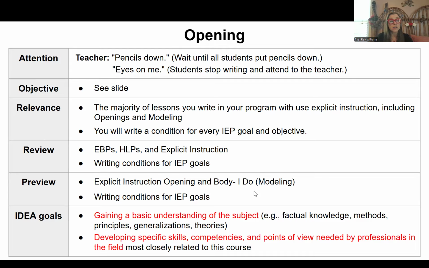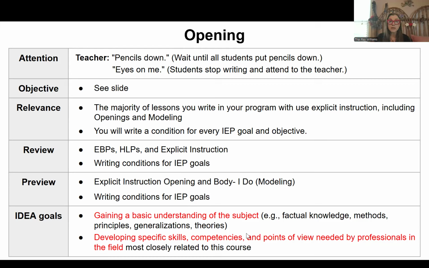So what we're going to have you do is to look at and analyze the opening portion of an explicit instruction lesson plan. You're going to get the opportunity to practice writing an explicit instruction opening, and then you are going to be paired with a partner because you'll have a project coming up, and that is writing an opening.